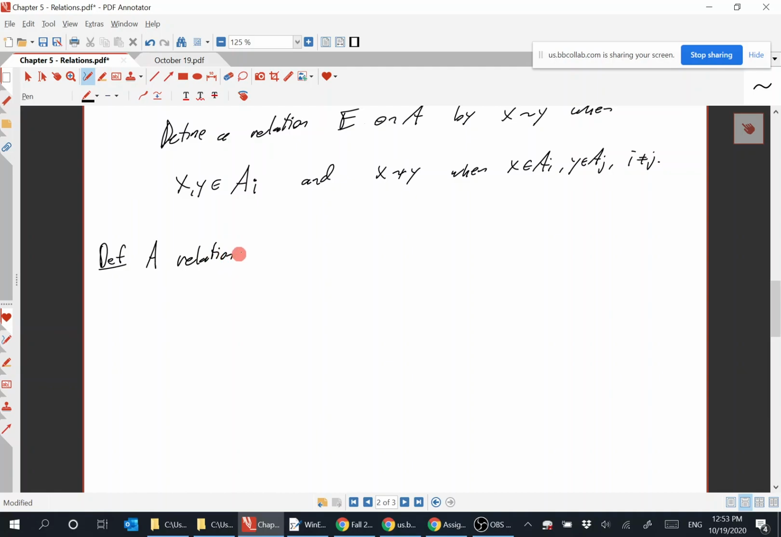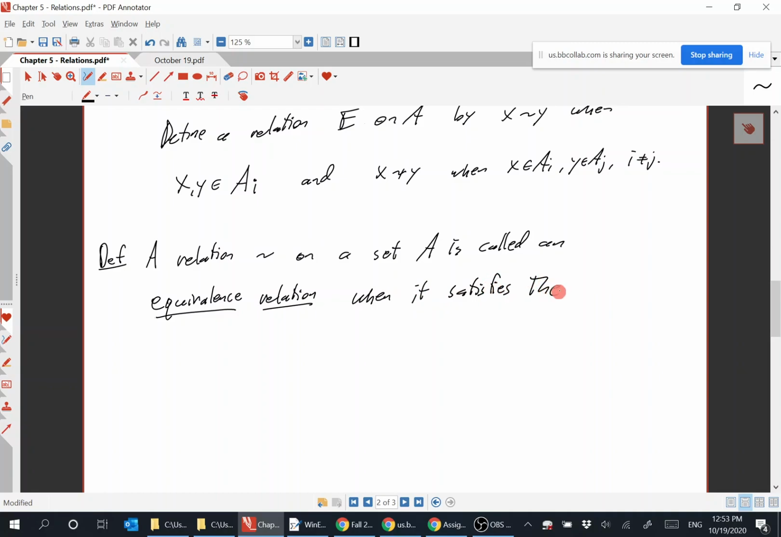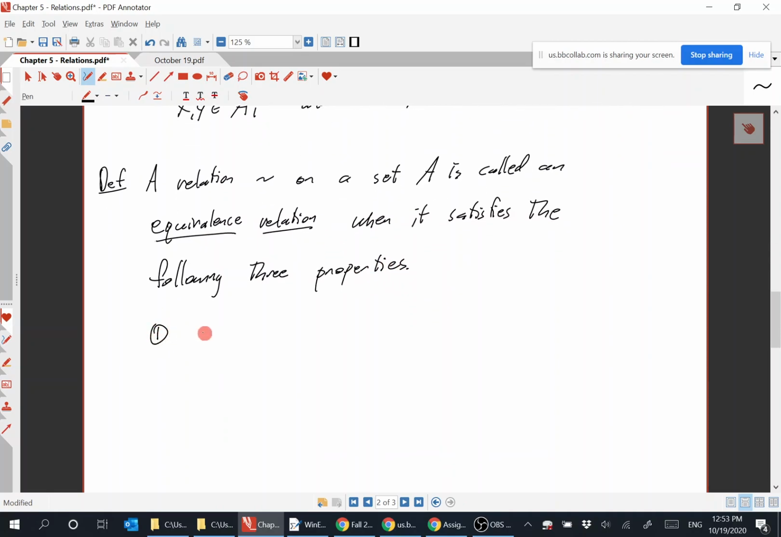So a relation, twiddle, on a set A is called an equivalence relation when it satisfies the following three properties. One, it's reflexive. Reflexive property: for all X in A, X is related to itself.